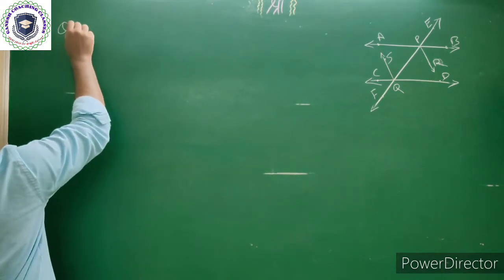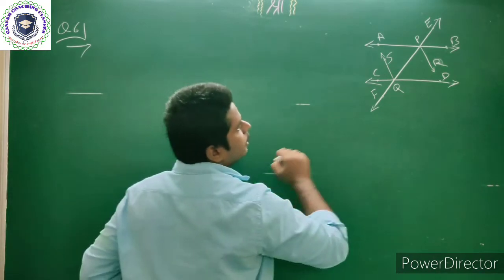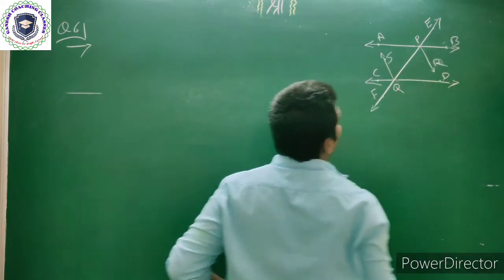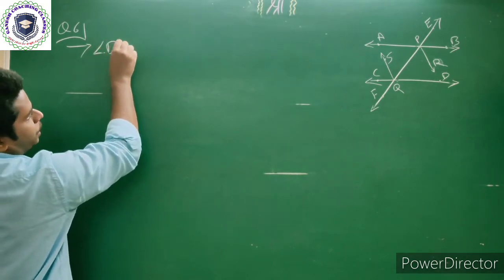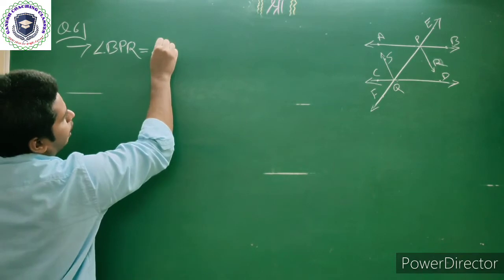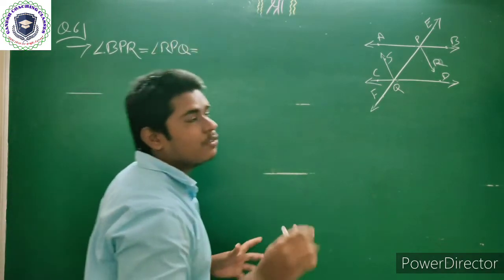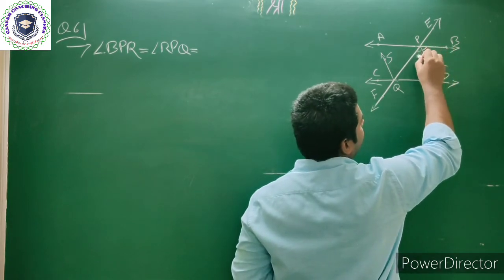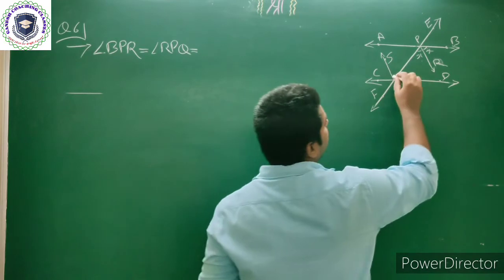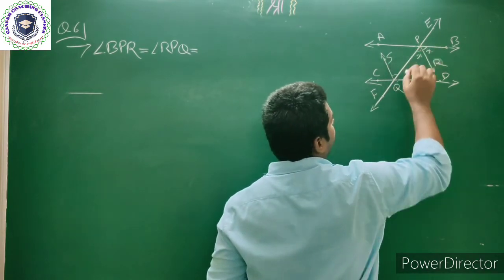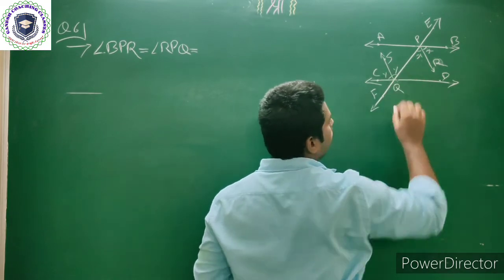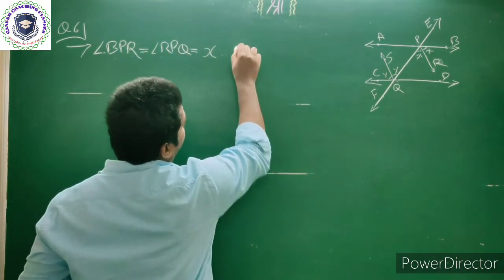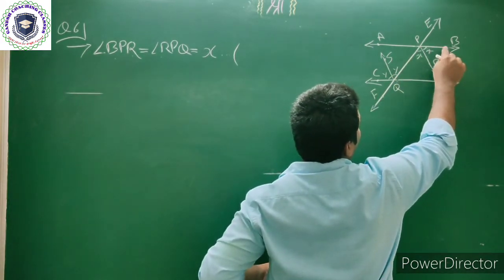So here is the answer to question number 6. PR is the bisector of BPQ, so BPR is equal to RPQ because it is a bisector. Suppose these two are equal. We consider this angle to be X and this angle also X, because these two angles are equal. Beneath this, QS is a bisector of PQC, so we consider this Y and this also Y. So angle BPR is equal to angle RPQ is equal to X. Reason: ray PR is bisecting angle BPQ.